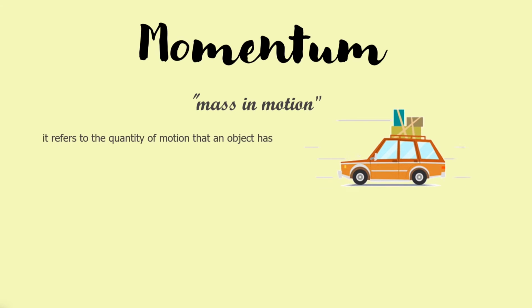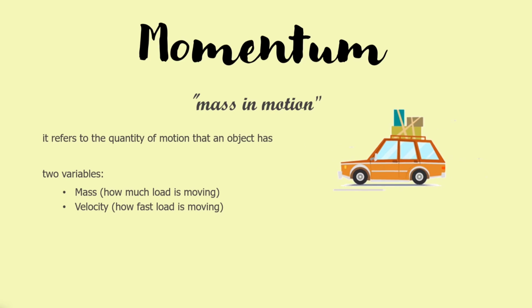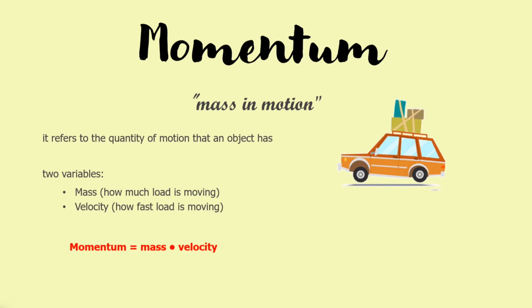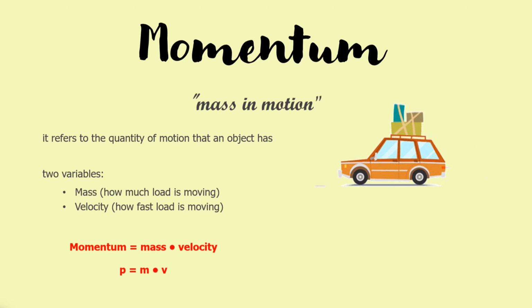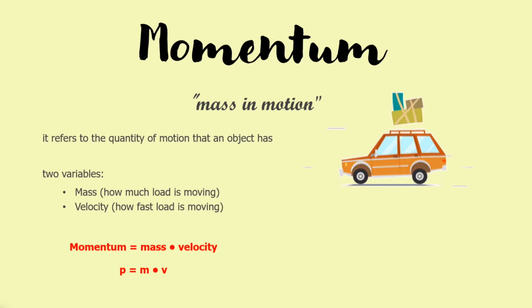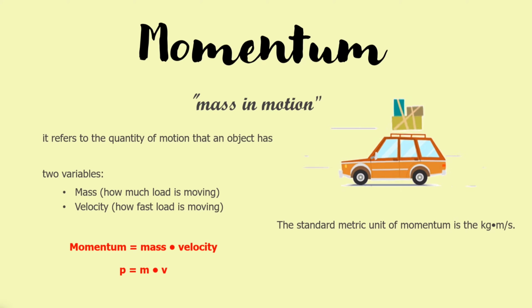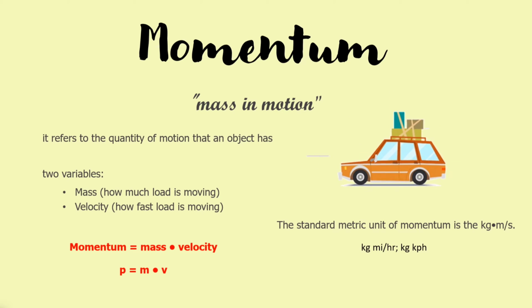The amount of momentum that an object has is dependent upon two variables: mass, which tells us how much load is moving, and velocity, which refers to how fast the load is moving. In terms of an equation, the momentum of an object is equal to the mass of the object times the velocity of the object. In physics, the symbol for momentum is the lowercase p, thus the equation can be written as p = m × v, where m stands for mass and v stands for velocity. The equation illustrates that momentum is directly proportional to an object's mass and velocity. The standard metric unit of momentum is kilogram meter per second. It can also be kilogram miles per hour or kilogram kilometer per hour.